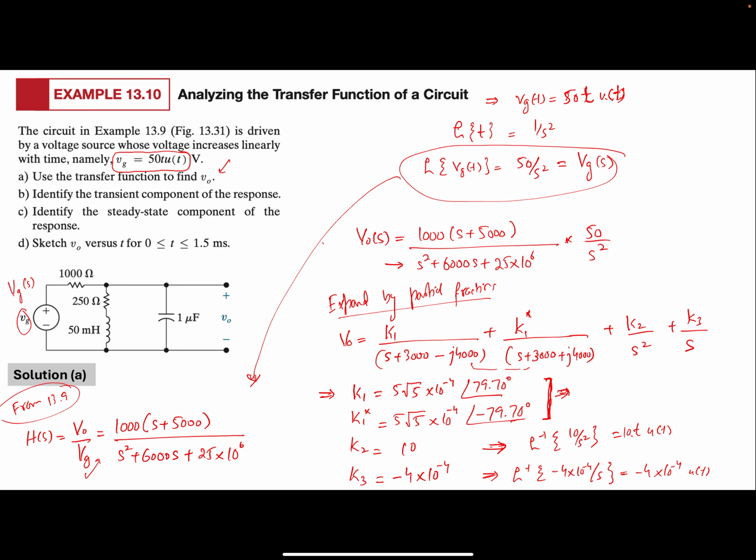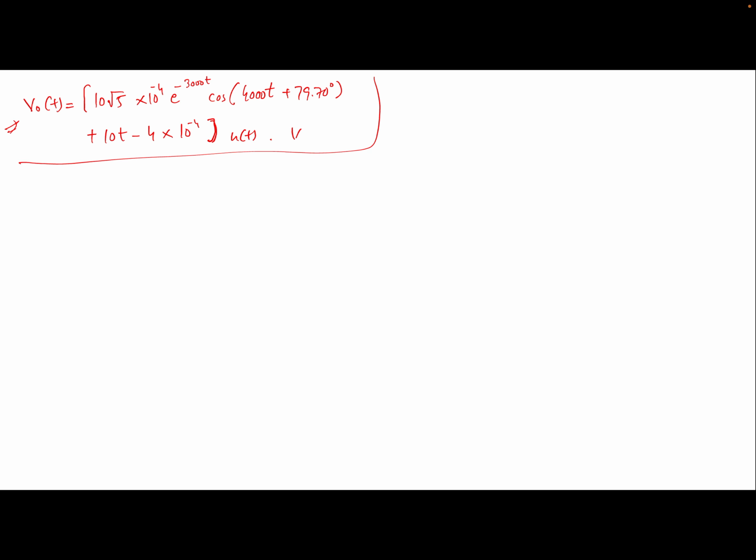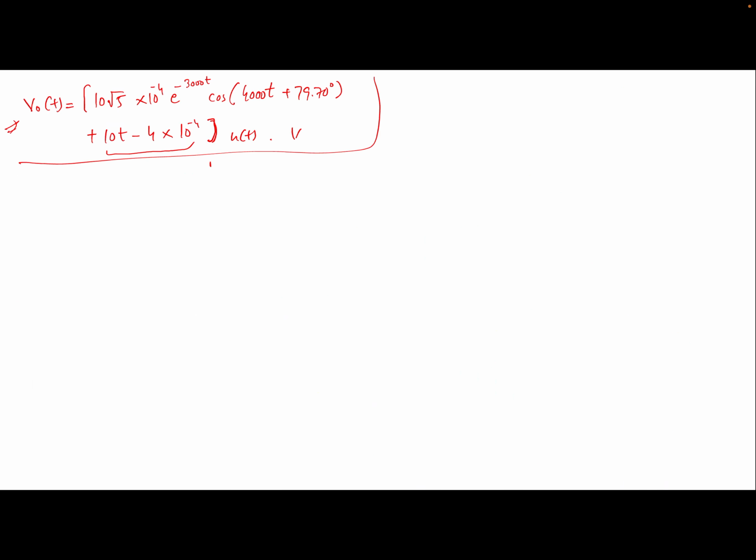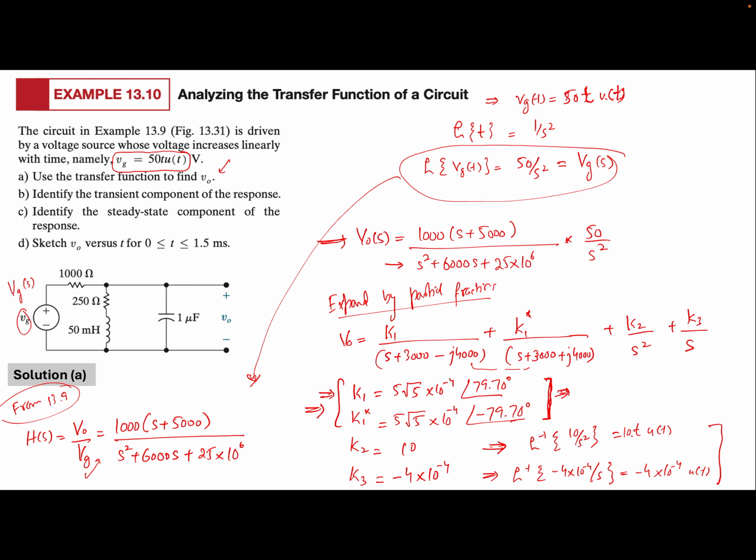This was the V naught in the s domain, and we Laplace inverted it into V naught of t. Again, this is what we did over here; these two functions follow exactly the same formula that I used in one of these example problems to get this final answer. So this first value, 10 square root of 5 times 10 to the minus 4 e to the minus 3000 t, and the cosine value, comes by applying that formula. Let's do the second part now.